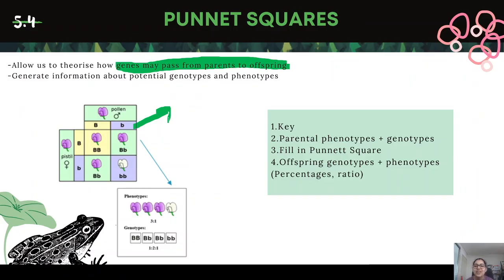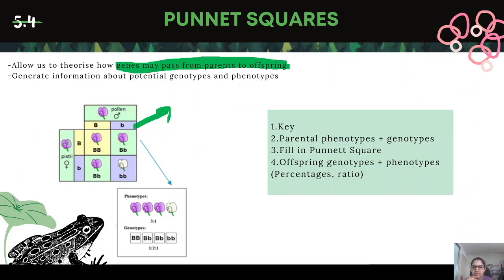Alrighty. If you said heterozygous, you are correct. This is heterozygous because you've got a capital B and a small b. The alleles are not the same, because you've got a dominant and a recessive allele. So the pollen is Bb, and so is the pistil. Those are the sexual elements of the flower.